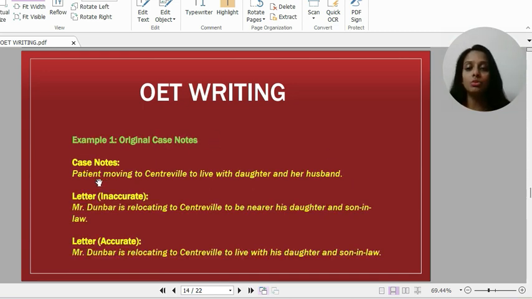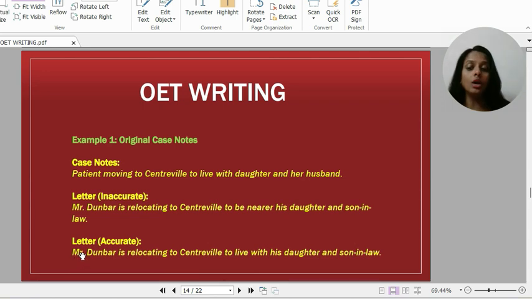So the original case note is: patient moving to Centerville to live with daughter and her husband. And the inaccurate letter: Mr. Dunbar is relocating to Centerville to be nearer his daughter and son-in-law. So if you see here, the sentence is grammatically correct, but it misrepresents the situation. The case notes specify that the patient will live with his daughter and son-in-law, whereas in the rewritten sentence, it suggests he will live near them. These two scenarios imply different living arrangements and could lead to a misunderstanding of the patient's needs.